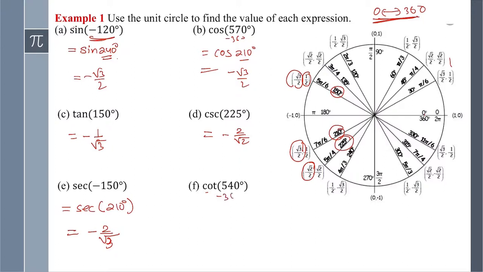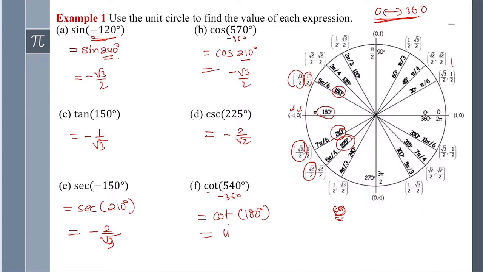So if you subtract 360 degrees from here, you get cotangent of 180 degrees. Now, go ahead and find 180 degrees: the x value is negative 1 and y value is 0, or cosine is negative 1, sine is 0. Cotangent means cosine over sine, or the reciprocal of tangent, which is negative 1 over 0. So negative 1 over 0 is undefined. So this value is undefined. We cannot find that. So that's how we use the unit circle to find the values of different angles.